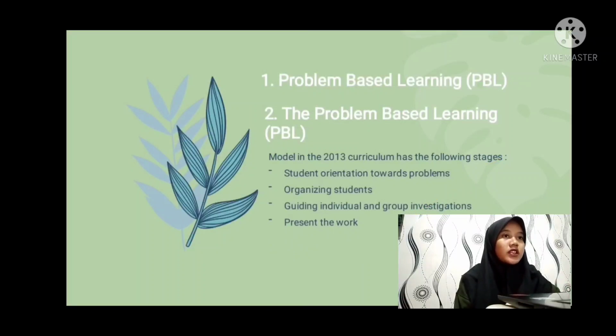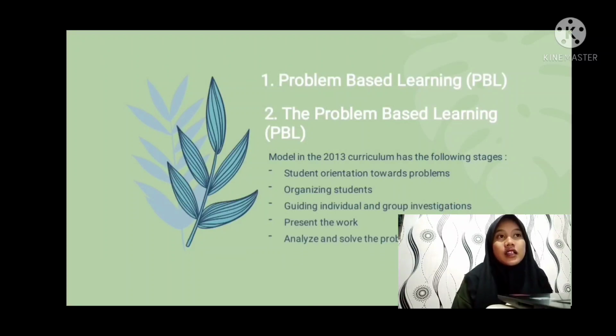Next, present the work. At this stage, the teacher helps students analyze the data collected in the previous stage. According to the data with the formulated problem, then based on the category, students give arguments against problem-solving answers, and then work can be made in the form of a report, videos, or models.